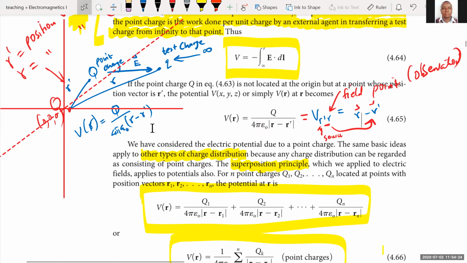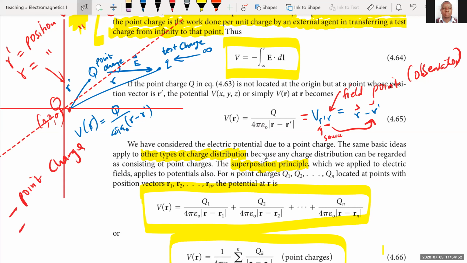Now, what we have done is just express the electric potential due to a point charge. The same basic ideas apply to other types of charge distribution. Remember, we were dealing with many other types of charge distribution. If I just remind you, the point charge is our first one, and that is what we have already dealt with.